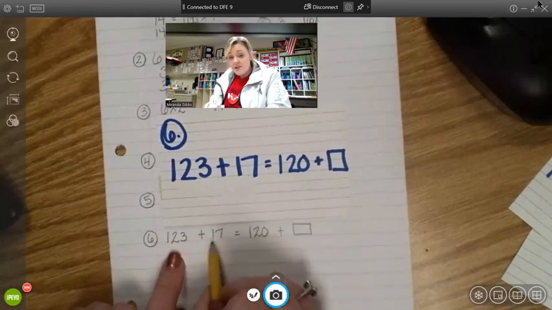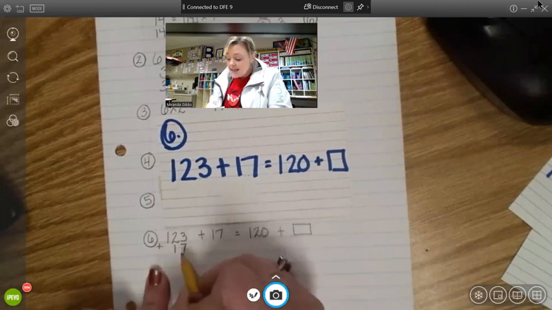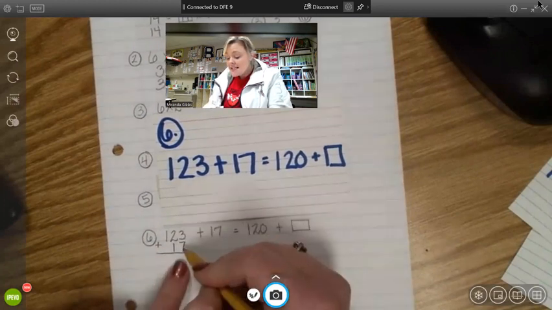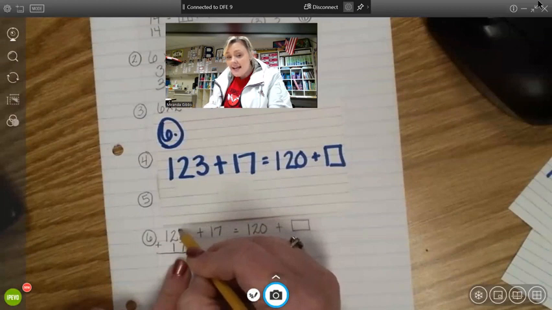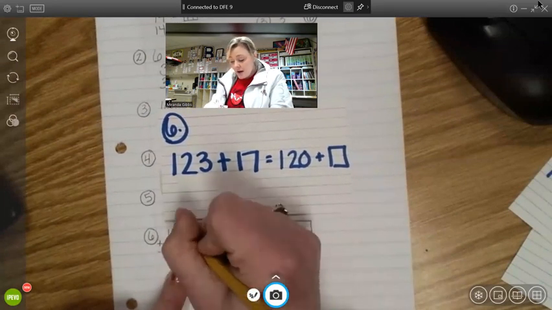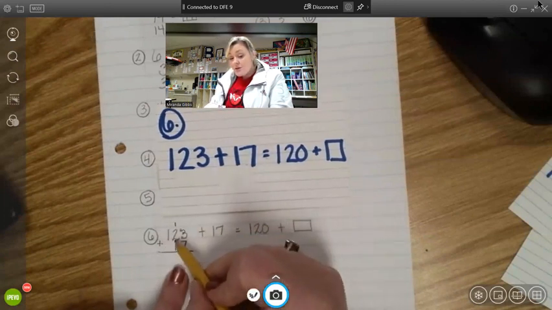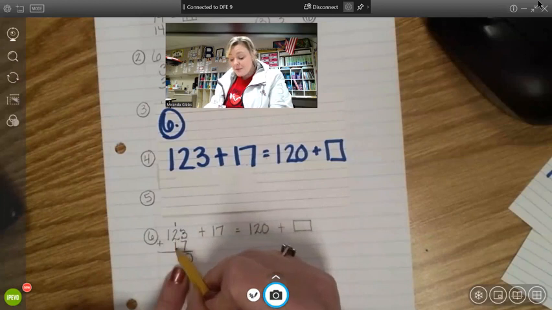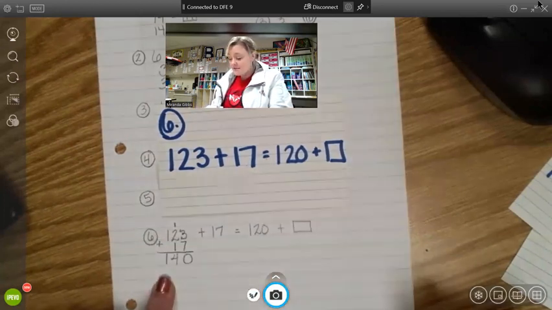So first, I'm going to solve the side that doesn't have an unknown, this side. So I'm going to stack them just like this, making sure that I have my 1s and my 10s lined up together. 7 plus 3, 7, 8, 9, 10. I use touch math. Put down a 0, carry the 1. Now I'm going to look at my 10s. 1 plus 2 is 3, and 3 plus 1 is 4. So that would be 140.